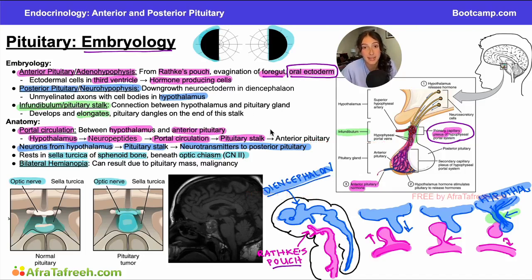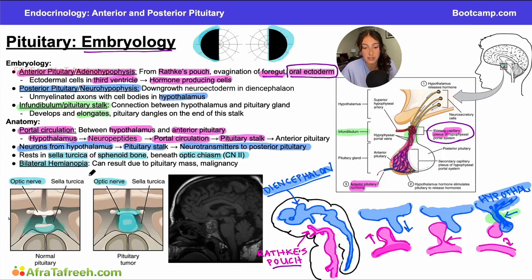Our posterior pituitary, by contrast, is going to arise from the diencephalon. Because it arises from the diencephalon, the same structure that our hypothalamus is going to arise from, it is going to be really easy for these two to communicate through this nervous system where the bodies of these unmyelinated axons are going to live in the hypothalamus, and then the unmyelinated axons are going to go through the pituitary stalk to deliver their contents directly into the posterior pituitary.